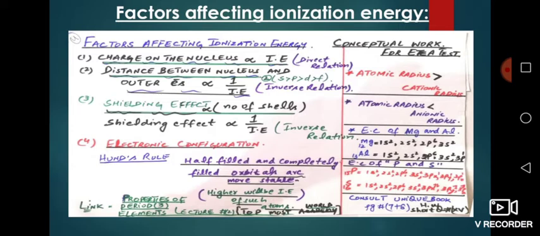So the first one, charge on the nucleus. As we go from left to right in the third period, one electron is added to the outermost shell of each element in each successive group. So the positive charge also increases. One proton is also added, and the positive charge on the nucleus increases, which attracts the electrons more tightly toward itself, and the removal of electrons becomes difficult as we go from left to right. So the ionization energy increases from left to right.